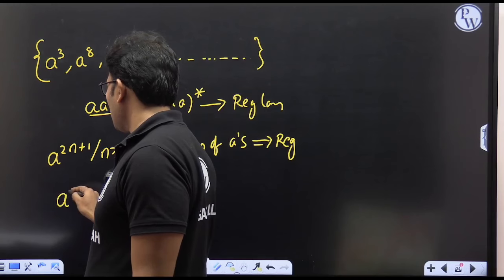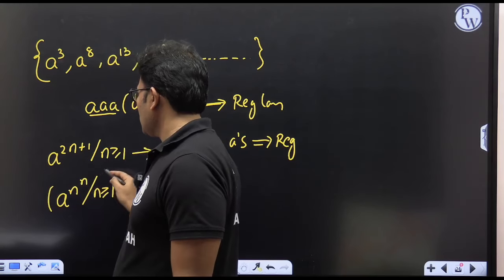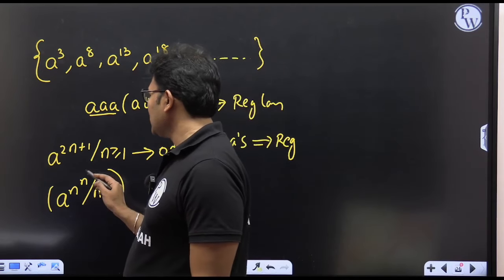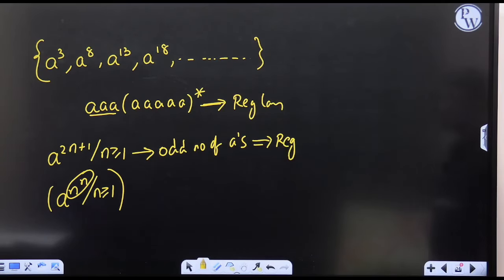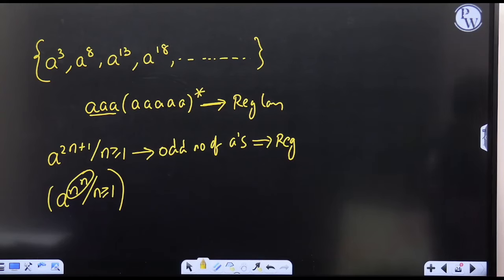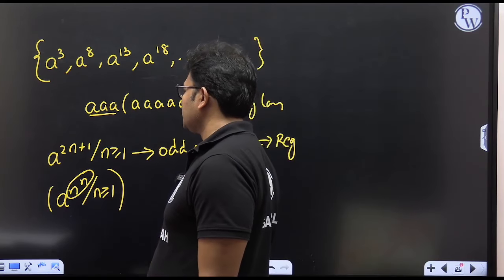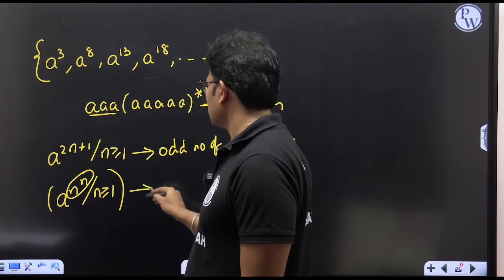Answer me this question. A power n power n, A power n such that n is greater than or equal to 1. This is clearly non-linear, right?